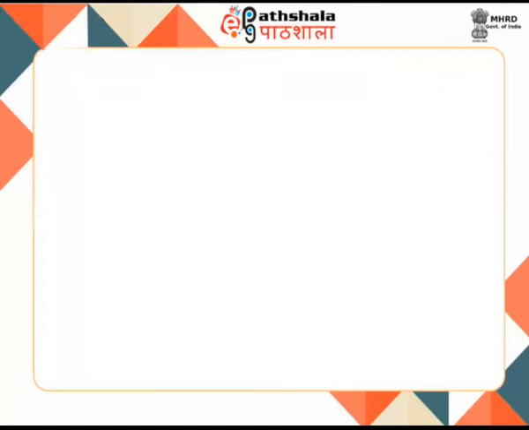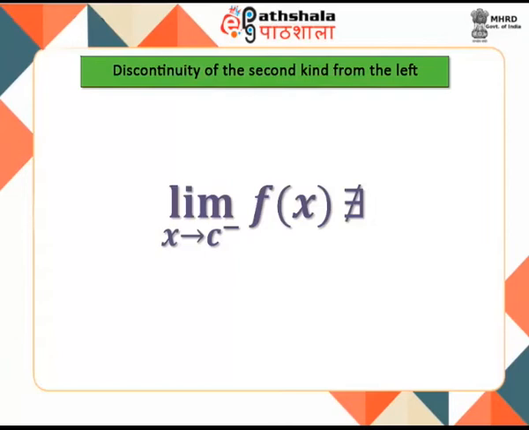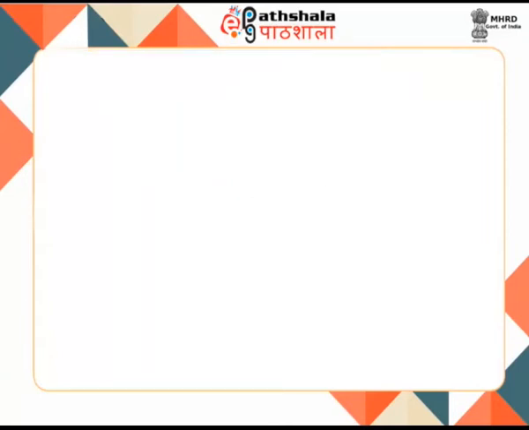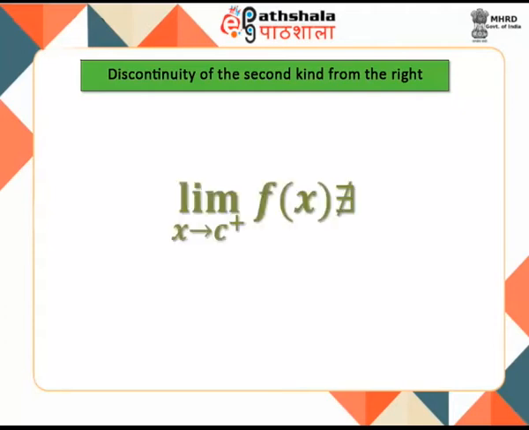f is said to have discontinuity of the second kind from the left at x equal to c if the limit as x tends to c from below of f(x) does not exist. f is said to have discontinuity of the second kind from the right at x equal to c if the limit as x tends to c from above of f(x) does not exist.